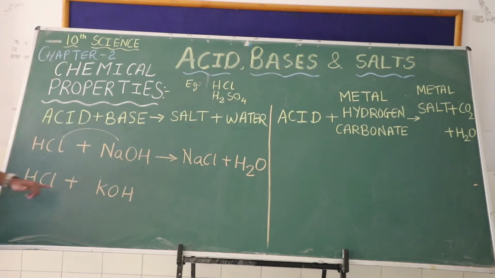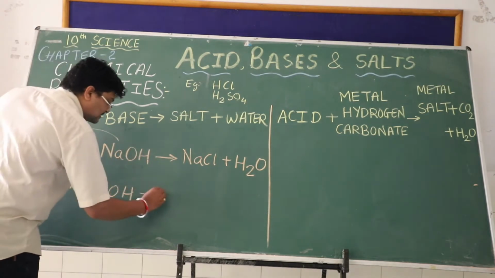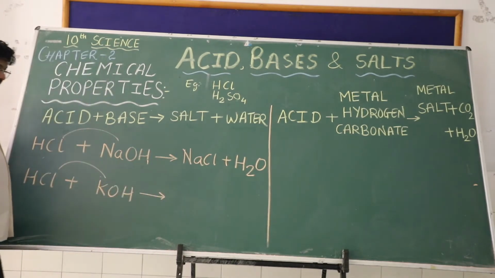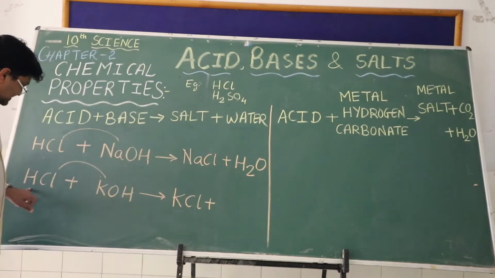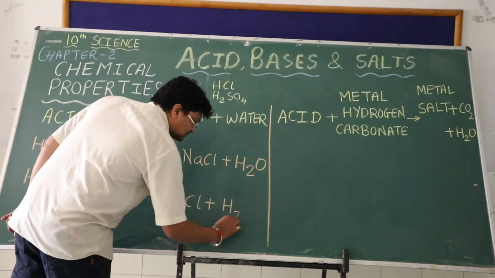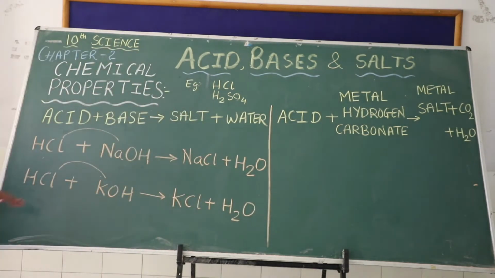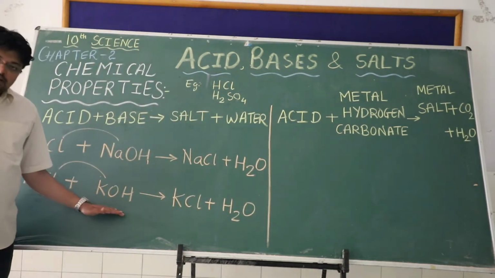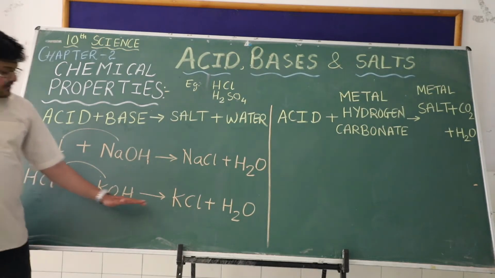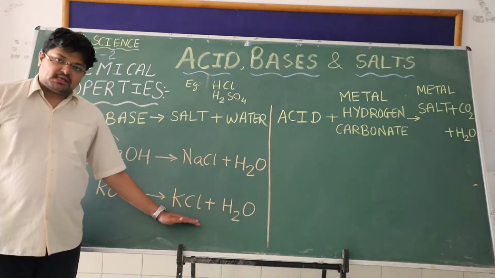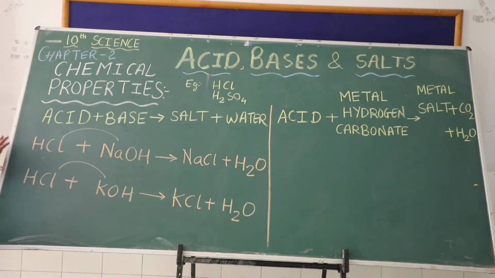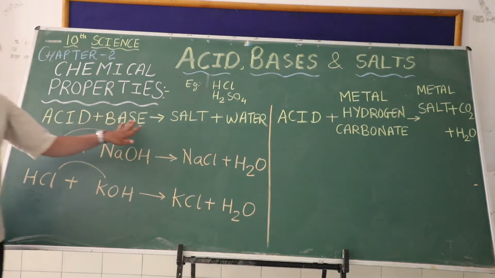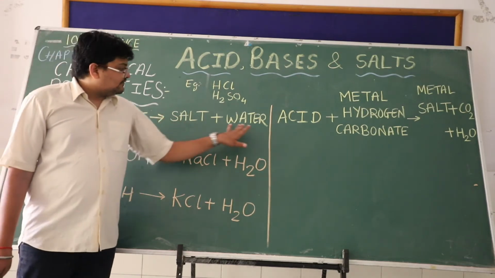Second, HCl reacts with KOH. What happens here? Here K reacts with Cl and OH will go with H to form H2O. So hydrochloric acid when it reacts with potassium hydroxide base forms KCl, that is potassium chloride, and water is released. Students, see, both these reactions are already balanced. So when acid reacts with base, it forms salt plus water.